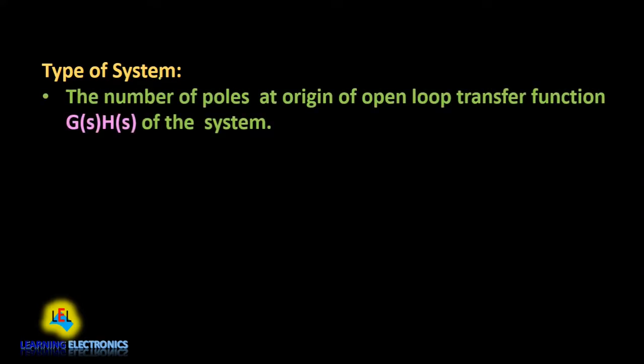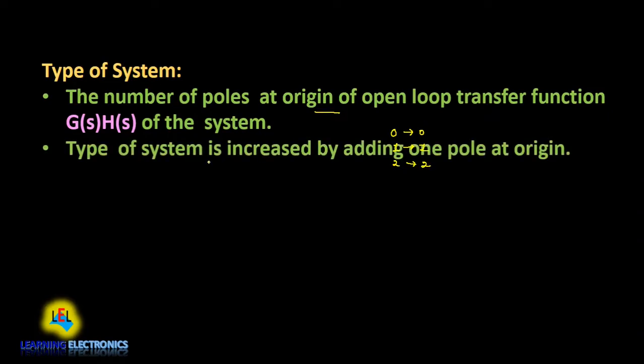Before finding out the steady state error coefficients according to the type of system, first we are going to define what is type of system. Type of system is defined as the number of poles at origin of the open loop transfer function G(s)H(s) of the system. That means if in the open loop transfer function the number of poles present at origin are 0, then the type of system is 0, and if the number of poles present at origin is 1, then the type of system is 1, and if the number of poles present at origin are 2, then the type of system is 2.